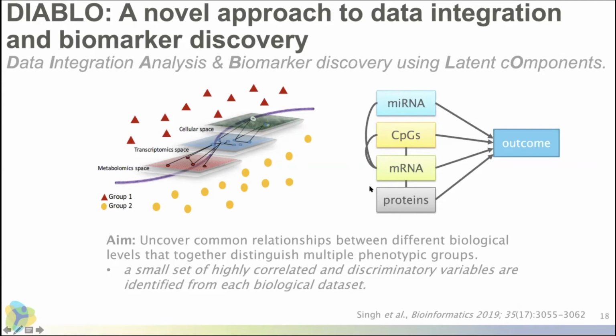biological domains here. And so what you actually get when you apply this algorithm is a small set of highly correlated molecules across these different domains, but they're also predictive of various, in this case, categorical outcomes.